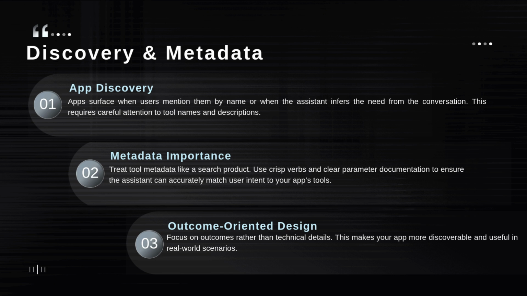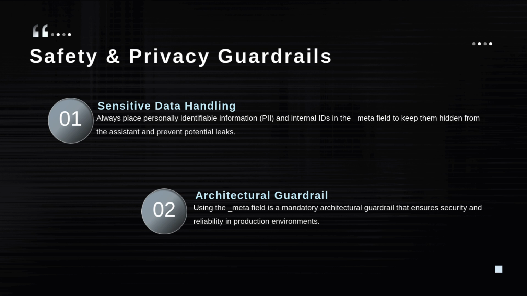the descriptions, the parameter documentation, almost like a search product. You need crisp verbs, clear explanations. The assistant has to be able to instantly and accurately match the user's need to your specific tool. No ambiguity allowed, really. That makes sense. Poor discovery means a great tool might never get used.